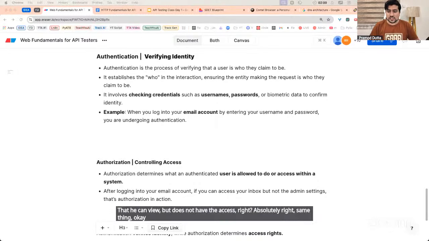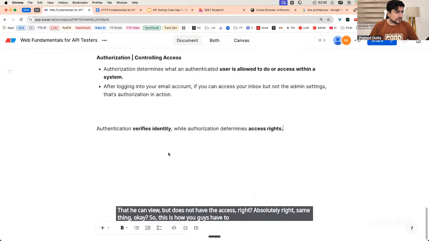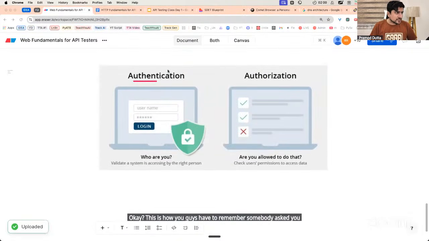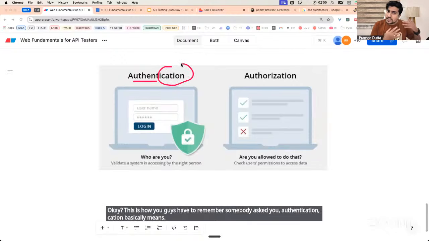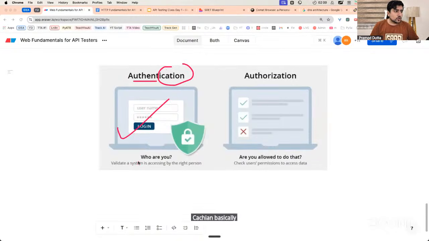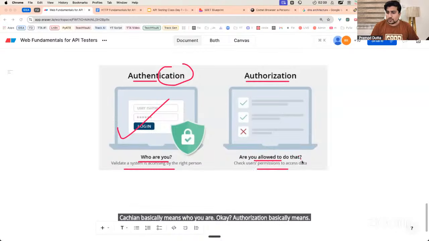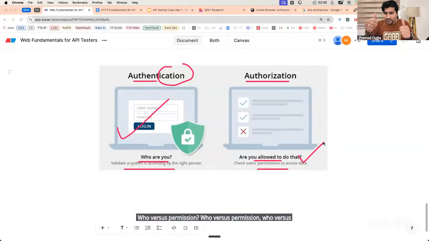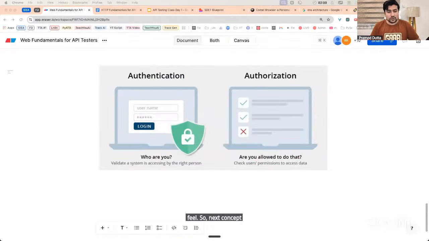So this is how you guys have to remember. If somebody asks you, authentication basically means who you are. Authorization basically means do you have the permission? Who versus permission. Who versus permission. Fair? Okay, let's go to the next concept. Let's go with the next concept.